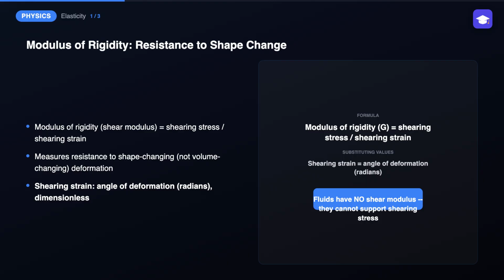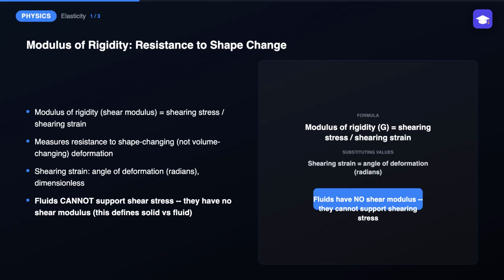A critically important point: fluids, liquids and gases, cannot support any shearing stress at all, since they simply flow freely in response to any applied shear rather than developing an internal restoring force. This is exactly why fluids have no defined shear modulus whatsoever, and it's precisely the defining mechanical property that distinguishes a genuine solid from a fluid.